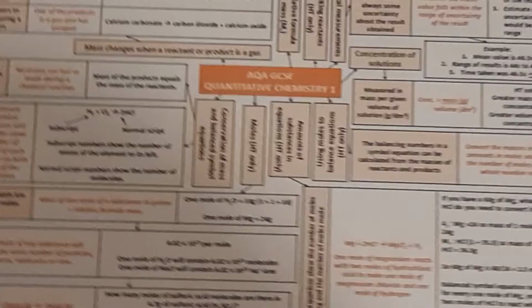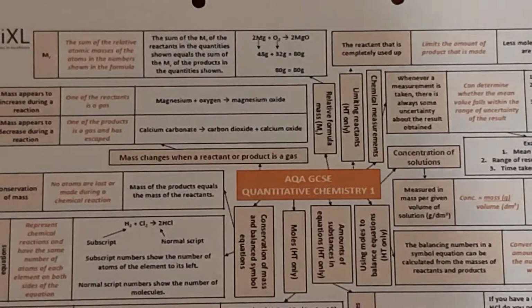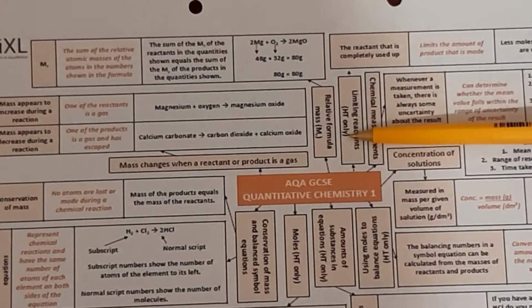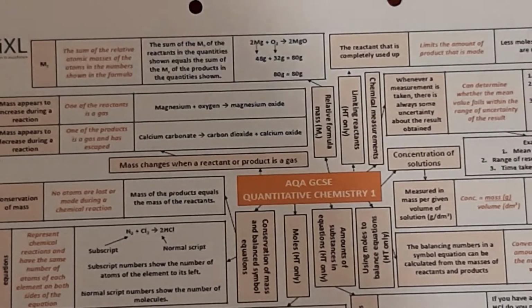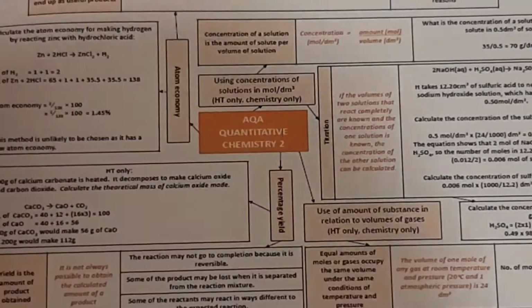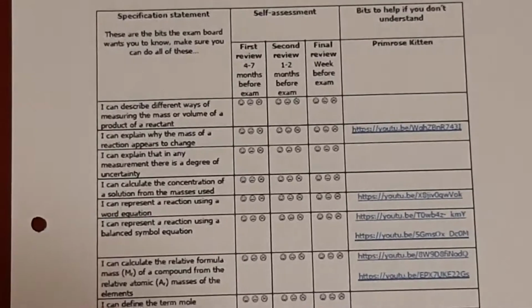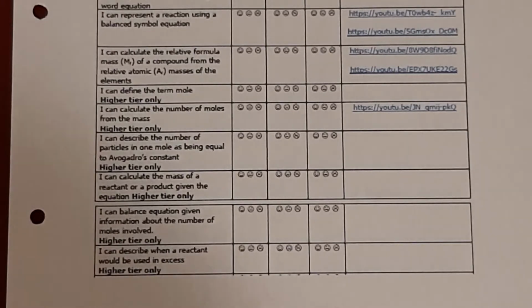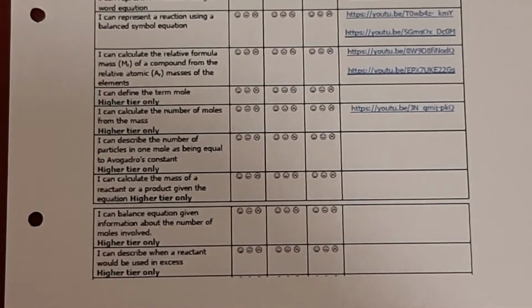Now, as before, the next pages include the knowledge organiser, and as we're higher tier, all the things that say higher tier only, you will also need to know. Okay, and then there is another page for the knowledge organiser. After this, there is the specification, and there's plenty there to self-assess.